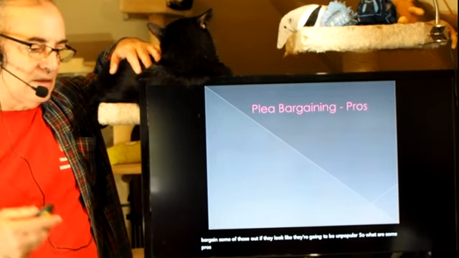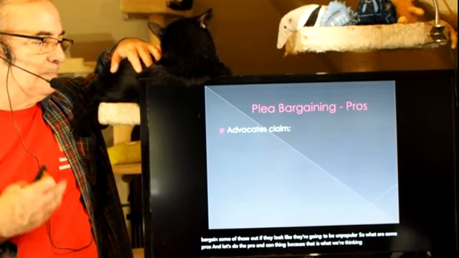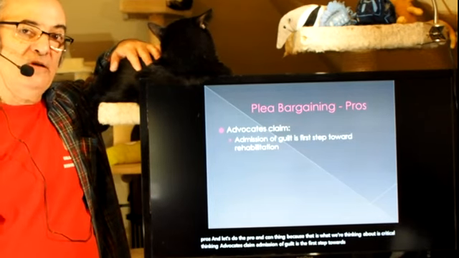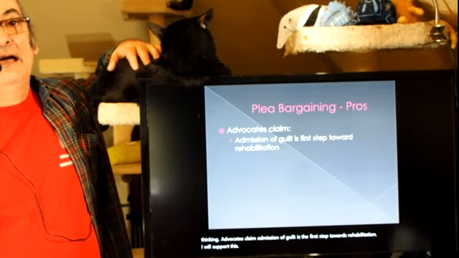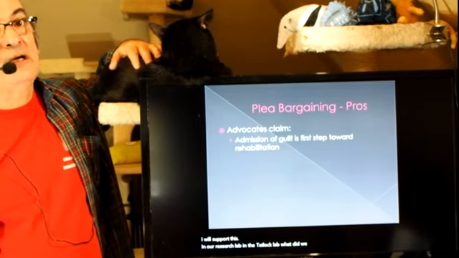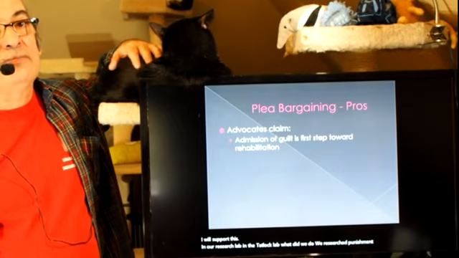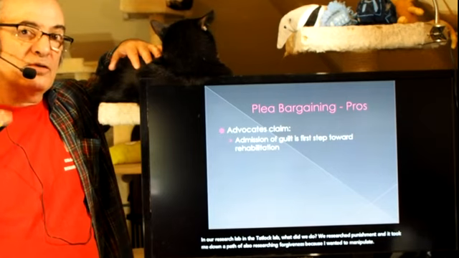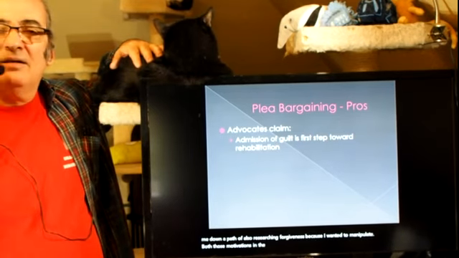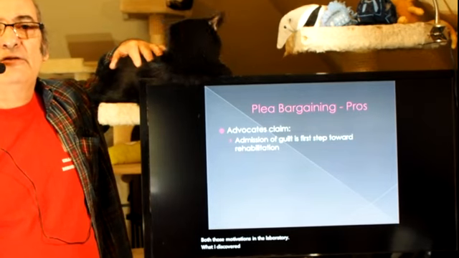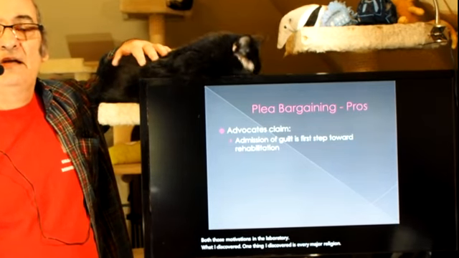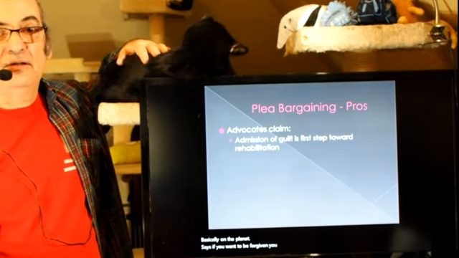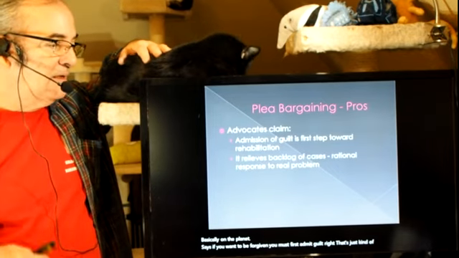So what are some pros? Let's do the pro and con thing, because that is what this is all about, critical thinking. Advocates claim admission of guilt is the first step towards rehabilitation. I will support this. In our research lab, the Tetlock lab, we researched punishment, and it took me down a path of also researching forgiveness, because I wanted to manipulate both those motivations in the laboratory. One thing I discovered is that every major religion basically on the planet says if you want to be forgiven, you must first admit guilt. That's just kind of a core component.